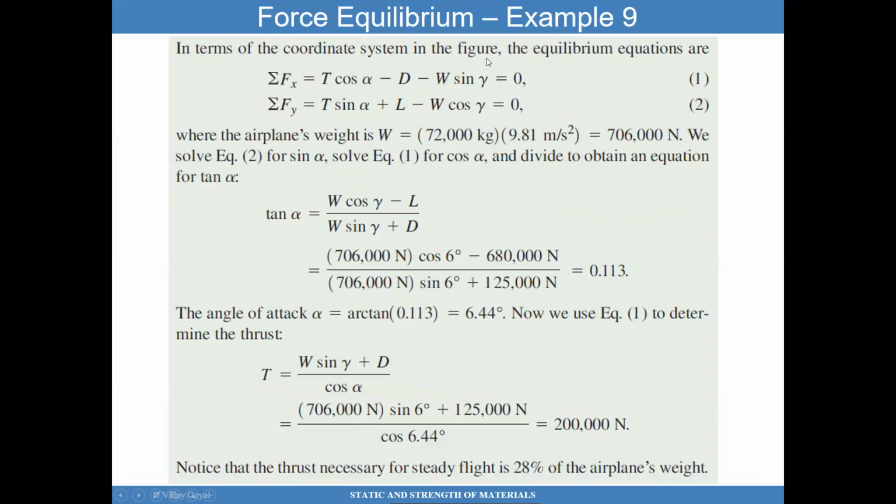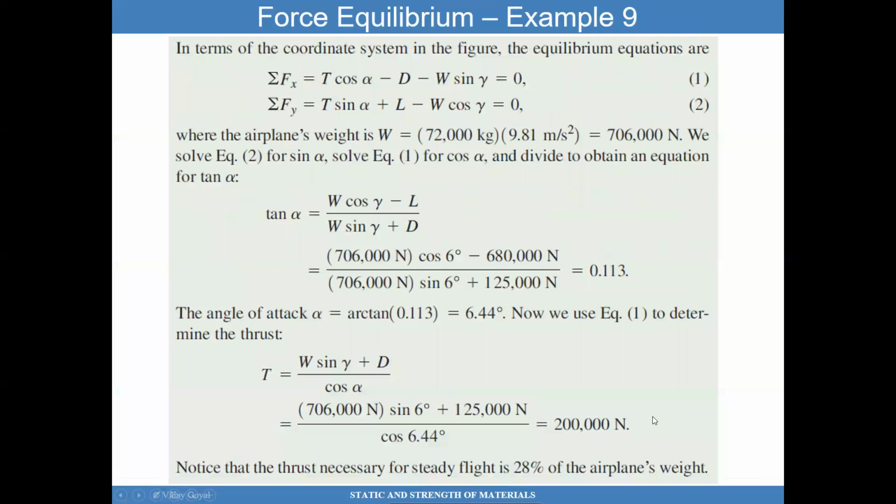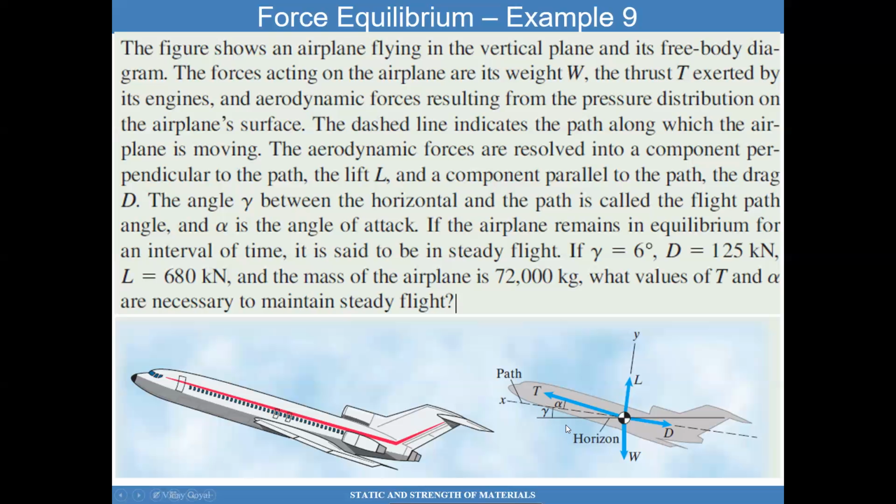So in terms of the coordinate system in the figure, we can write the equilibrium equations. I can resolve T into the x-axis. That will be T cosine alpha along the x-axis. This W can be resolved into the x-axis as well. And you know this angle, so you should be able to determine what weight component goes into the x direction. That weight component will be W sine gamma. This gamma is the angle that should be used in the calculation here.